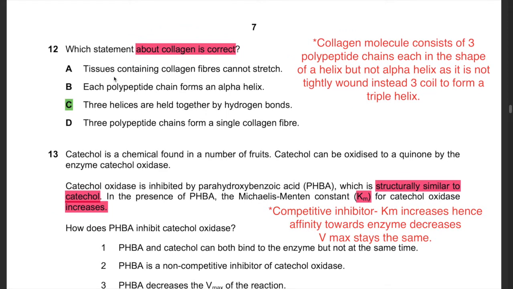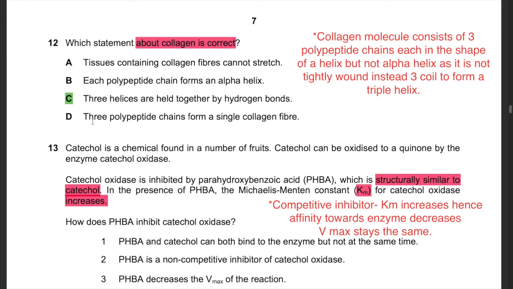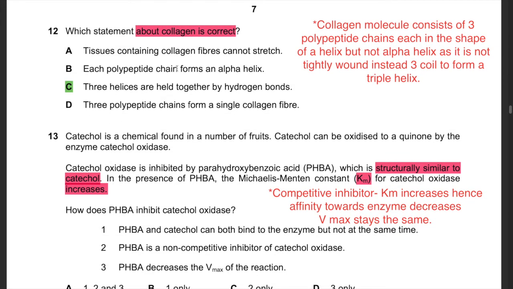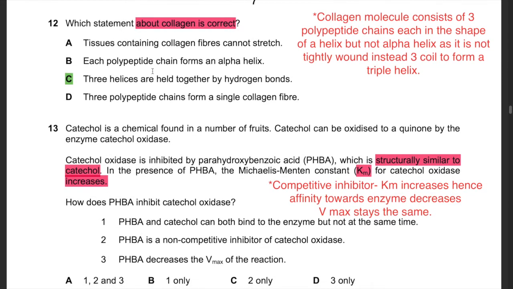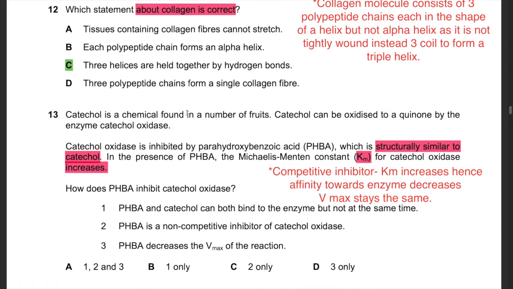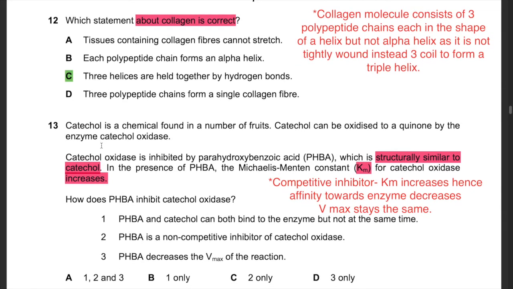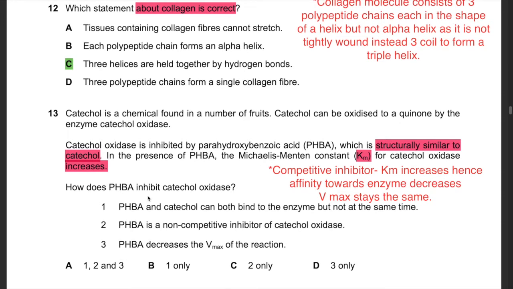If you look at the other options, tissues containing collagen fibers cannot stretch. Well, their main purpose is to withstand the forces that pull them. Therefore, they'll stretch a little bit, but not much. B, as we mentioned, it's wrong due to mention of alpha helix, whereas it doesn't form an alpha helix. D, 3 polypeptide chains form a single collagen fiber. It's wrong because collagen fibers are formed from fibrils, which are formed when collagen molecules lie alongside another collagen molecule.